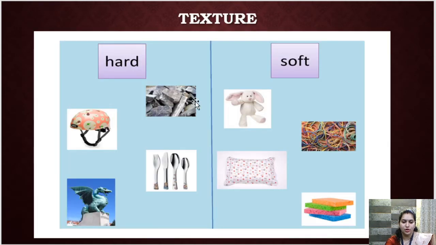Now coming on to the next property, that is texture. Hard or soft. You can see here this helmet is hard. Spoons are hard. We cannot squeeze it or break it, isn't it? This metal is hard. This statue is hard. We cannot break it. But here, see, this teddy bear is soft. This rubber band is soft. Pillow is soft. This scrubber is soft. Okay, so this is also a property. So hard things are separated and soft things are separated.